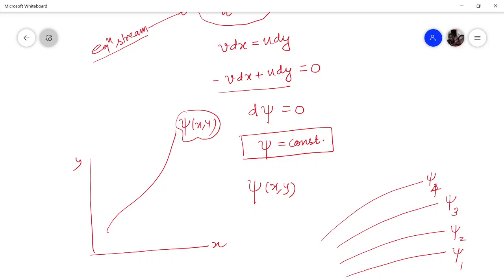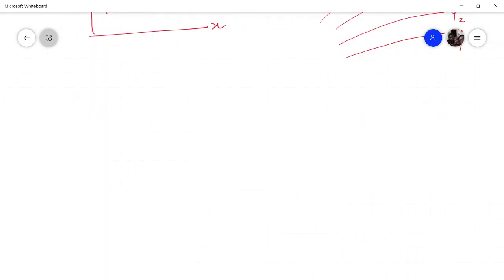Now, come to the physical aspect of this stream function. What is the physical aspect of this stream function? To understand this, consider a flow field. In a flow field, consider 2 points, let us say A and B. Now this point A is thought of as a fixed point.